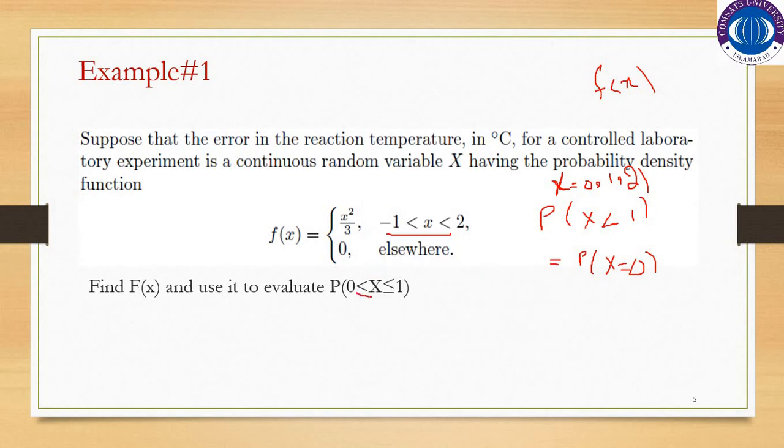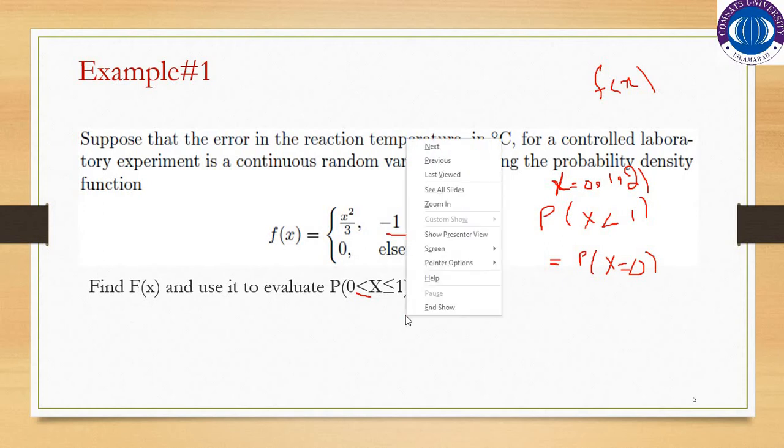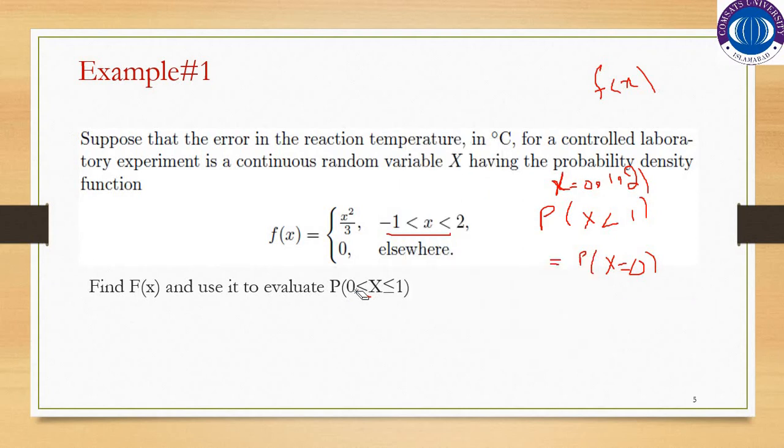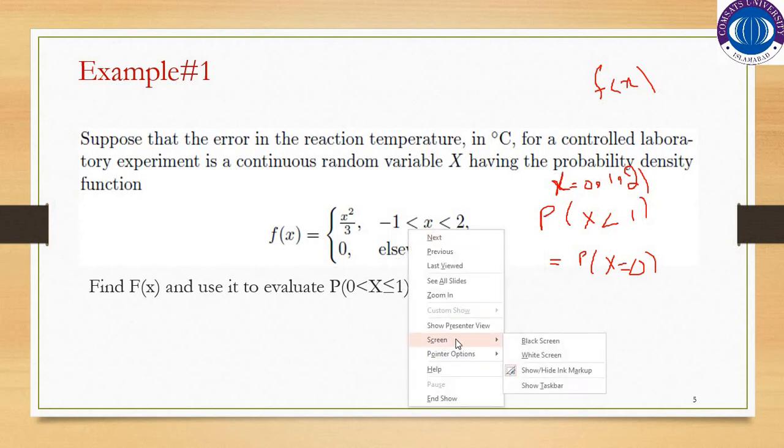x, 0 is less than or equal to x less than or equal to 1. It seems the same as this. Why? Because in the continuous case, whether you write the equal to sign or not, it has the same meaning.